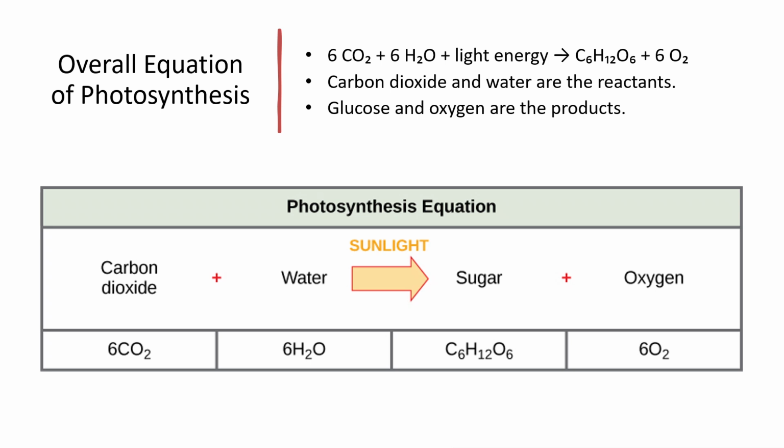Here's the summary equation. 6 molecules of carbon dioxide plus 6 molecules of water in the presence of light energy produce 1 molecule of glucose and 6 molecules of oxygen. You might be wondering, where does the oxygen come from? Well, it comes from water. Think of this equation as a scoreboard, not the play-by-play. Under the hood, there are many coordinated reactions that together transform low energy molecules, carbon dioxide and water, into high energy sugars.